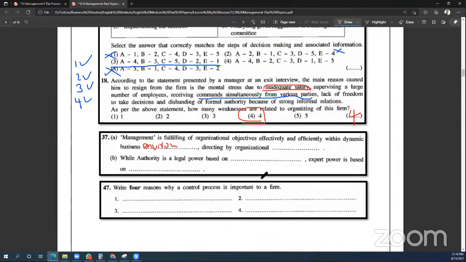Directing by organizational, yes, without any doubt, organizational resources, right? You need to make sure that you use organizational resources.